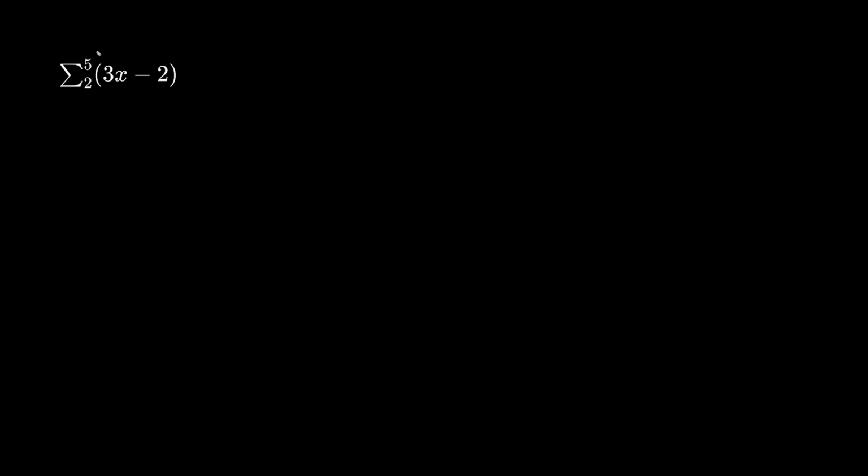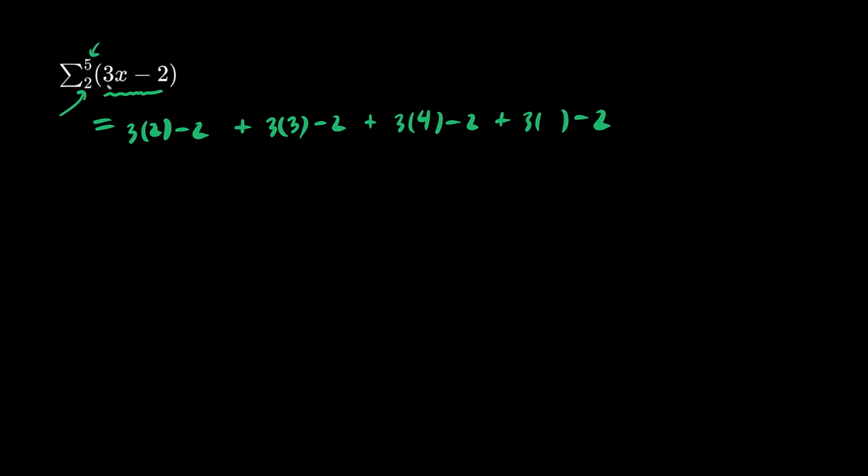Let's evaluate this sigma expression. We start at 2, so this is our term, 3x minus 2, and we replace x with 2. So the next term, we're going to plus the same expression, but instead of replacing 2, we're going to replace the next number, which is after 2, which is a 3. Now we keep repeating this process, and instead of adding a 3, we're going to place a 4. And then finally, we finish off with this number, which is a 5. And this is our ending number.